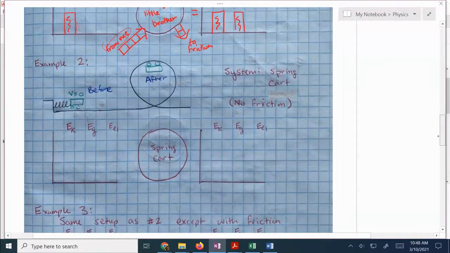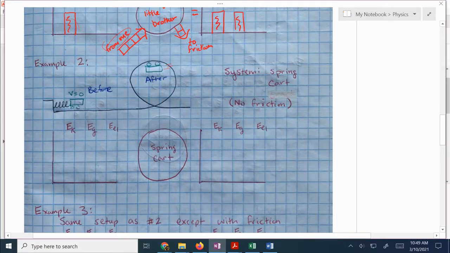Taking a look at number 2, it tells us the system here. We've got a spring and a cart. So here's our situation: we've got a cart pressed up against the spring, and it's going to go through this loop-de-loop. We can assume that it's still moving, because otherwise it would fall off the loop-de-loop at the end. So our initial situation is it pressed up against the spring with an initial velocity of 0. And then the final situation is it at the top of that loop-de-loop there.